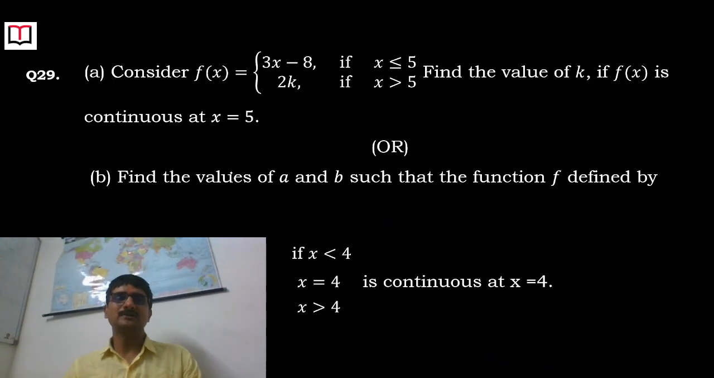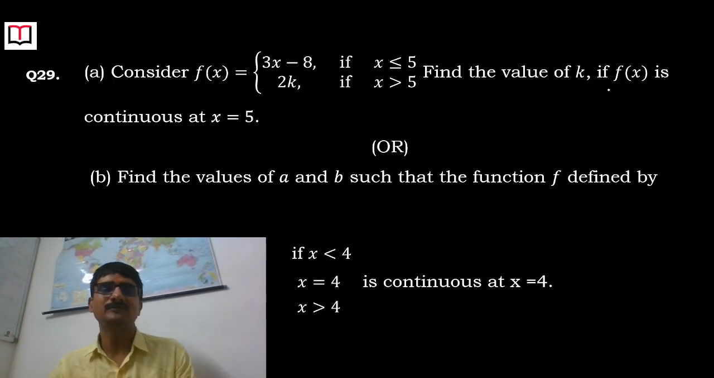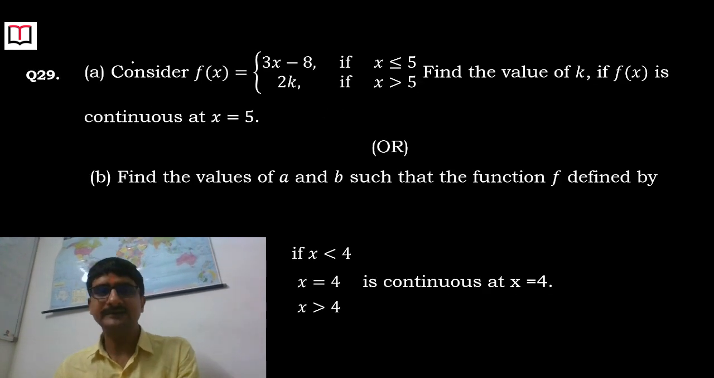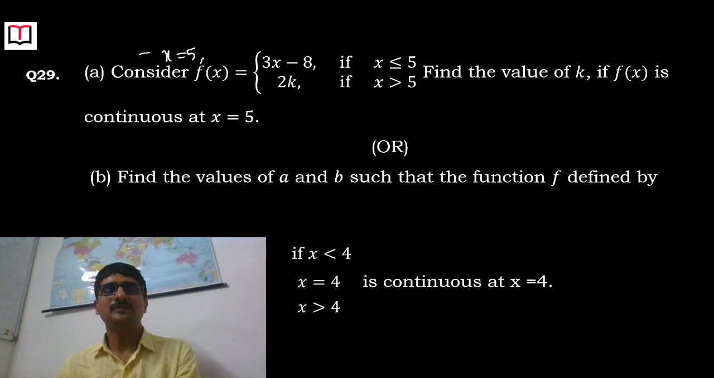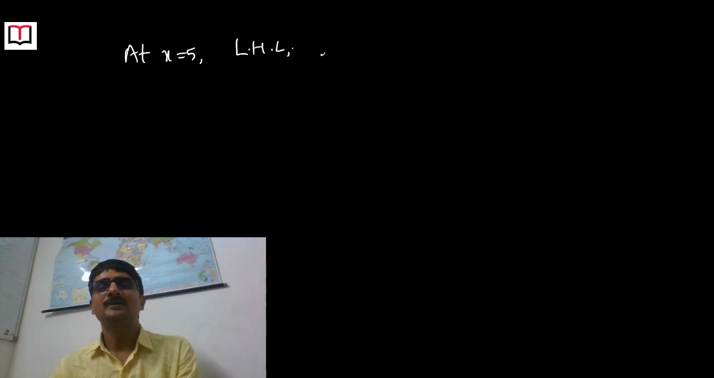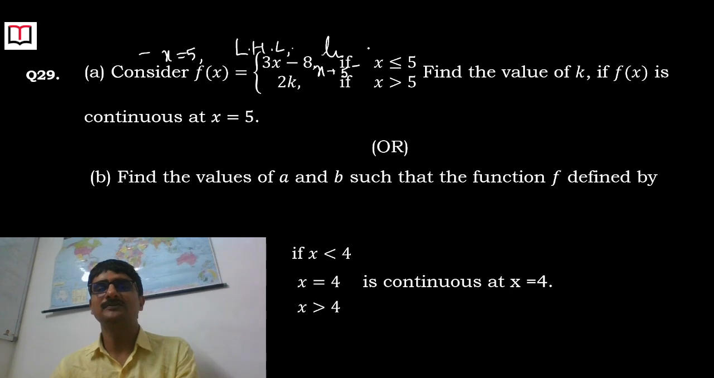Okay, so moving to question 29, consider this. Find the value of k if f(x) is a continuous function. See, it's a very simple direct question. If f(x) is a continuous function at x is equal to 5, then we go for the left hand limit, LHL. The left hand limit says: limit x tends to 5 from the left hand side, and the function is 3x minus 8.